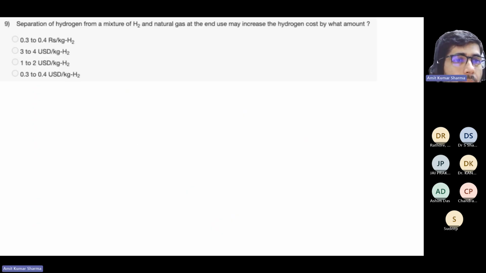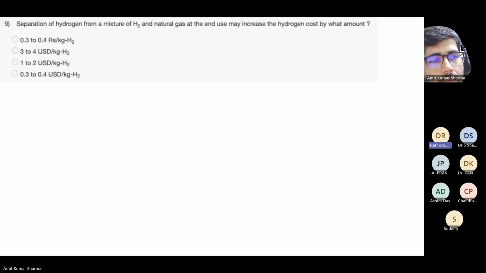Separation of hydrogen from a mixture of hydrogen and natural gas at the end use may increase the hydrogen cost by what amount? Maybe C or D? I don't remember. It is A.